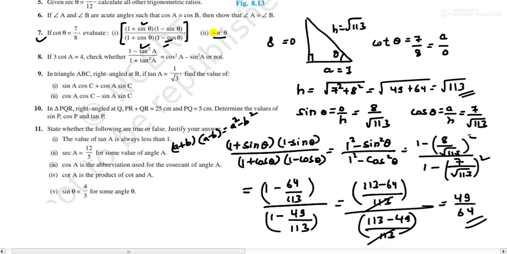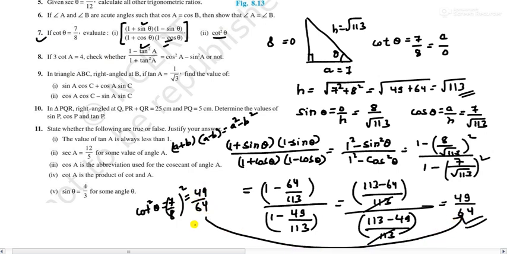What about cot square theta? Now since they had given cot theta as 7 by 8, what will be the square of cot theta? Just do the square of this. So this becomes 49 by 64. So if you see, both of them are the same. Got it? They have got the same thing.